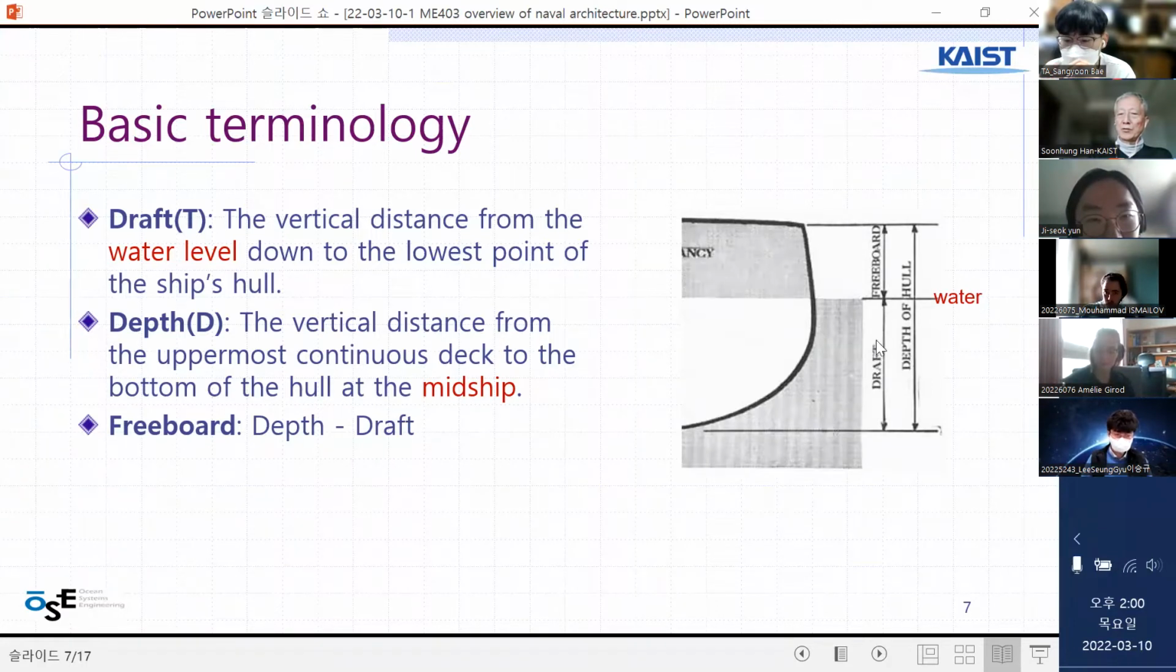And then depth is divided into draft and freeboard. And the water level is here. So draft is the maximum depth that the ship can be immersed, submerged into water. So that means that cargoes can be loaded up to this limit of draft. So draft is the vertical distance from the water level down to the lowest point of the ship, so the bottom of the ship. And midship is at the center of the ship in length. Midship is the center of the ship lengthwise.